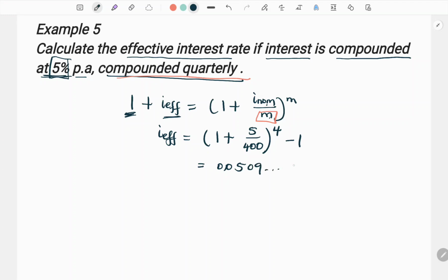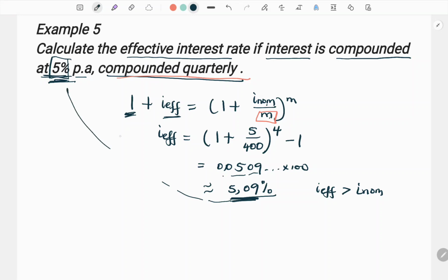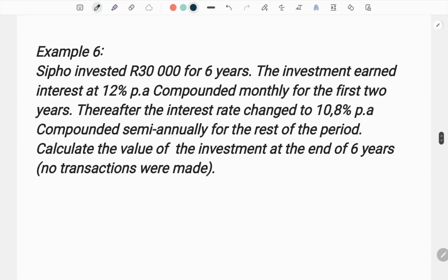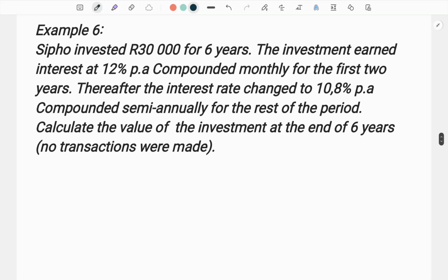You are going to get the effective rate of 0.0509 and so on. Remember I said when you get this, you multiply by 100. Then it's going to be 5.09%. Remember, I said the effective interest rate is always bigger than the nominal. Look, the effective is 5.09, then the nominal was just 5, meaning that this one is bigger than that one. Next question. Again, we are going to do timelines.